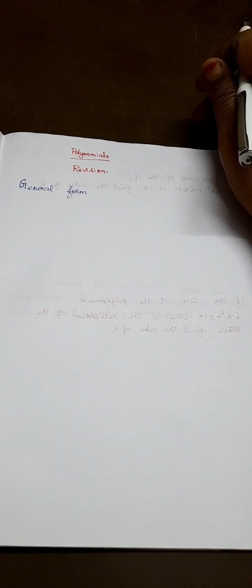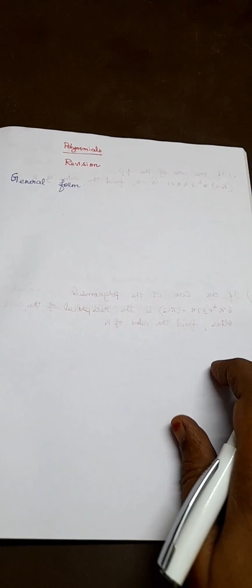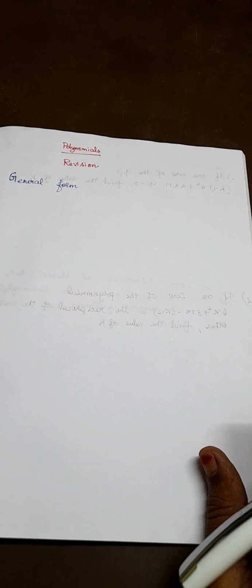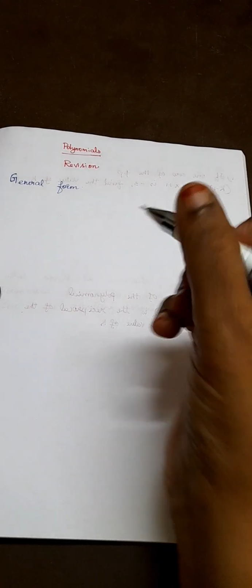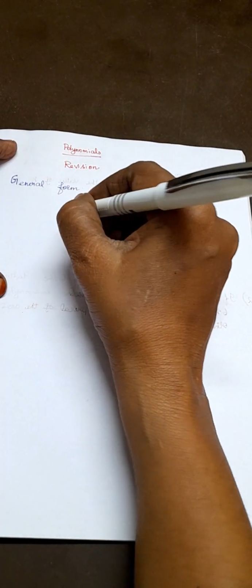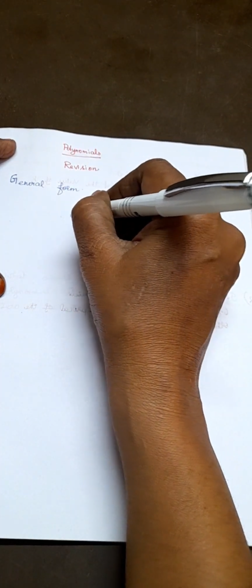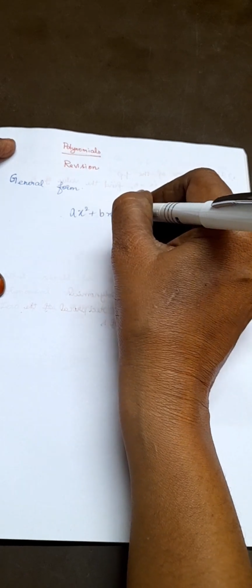As board exams are nearing, I have decided to give a revision of each chapter. Only important 10 problems, aiming to help you get at least 50 out of 80 marks, right? First, you should be thorough with all the book problems, and I will revise the formulas first, then go into the problems. The general form of a polynomial is ax square plus bx plus c, right?